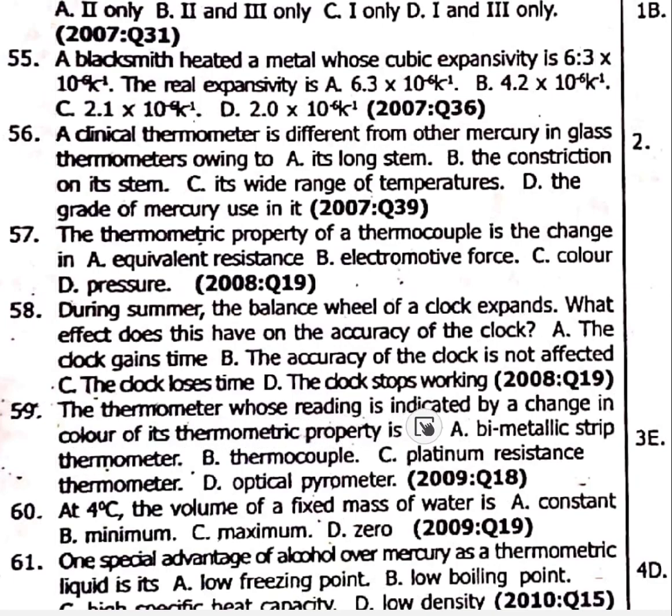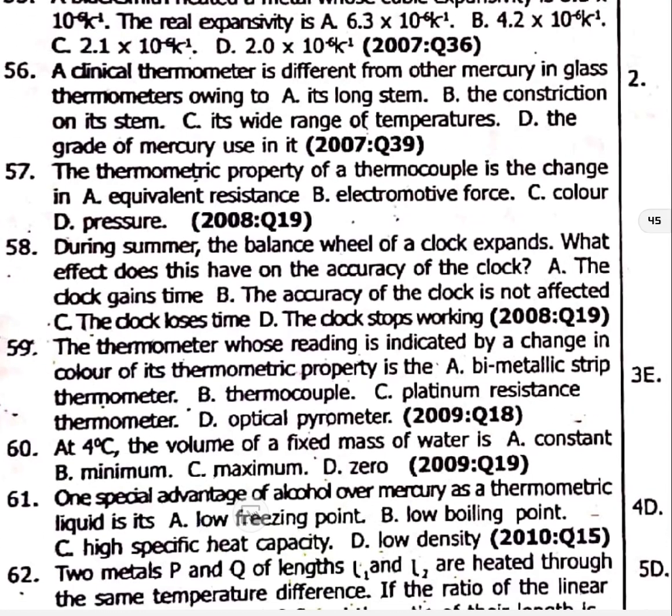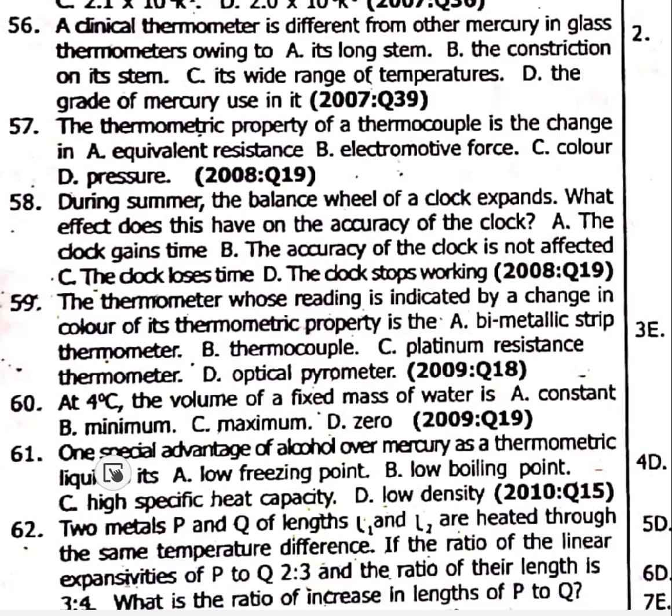59. The thermometer whose reading is indicated by a change in color of its thermometric property is the optical pyrometer. 59 is option D. Optical pyrometer. Everybody write down. Bimetallic strip thermometer works on the principle of differential expansion of two metals in the strip. Resistance thermometer works on the principle of changing electrical resistance with temperature. Gas volume thermometer works on the principle of pressure. Lastly, liquid in glass thermometer works on the principle of change in the volume of the liquid with temperature. Hope you wrote those things down. So 59 is option D.